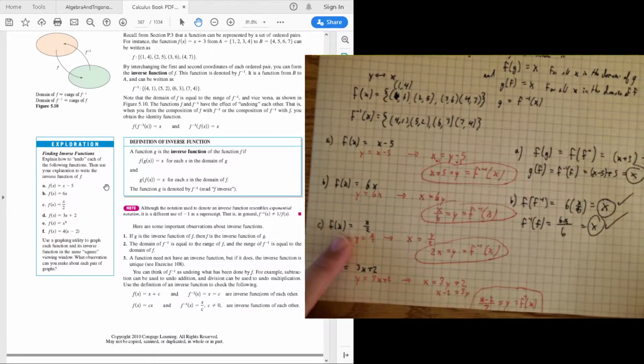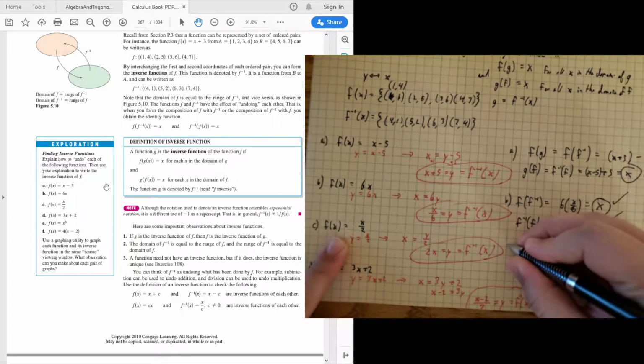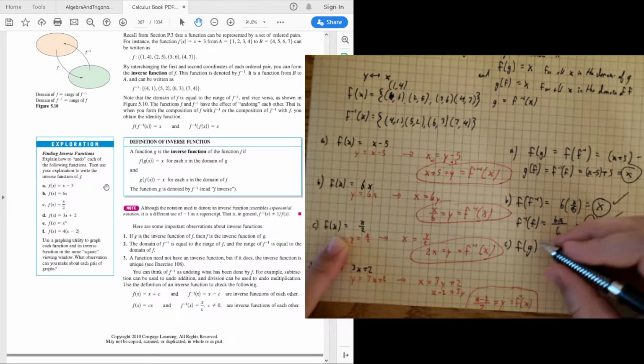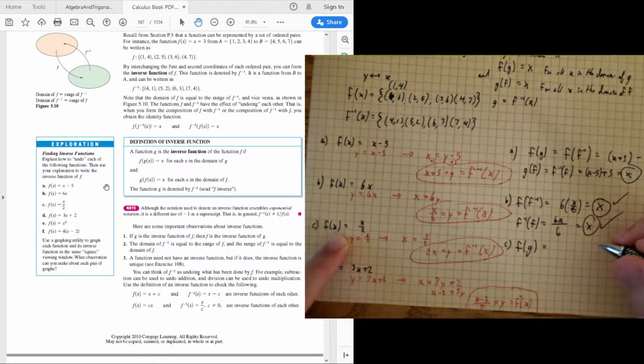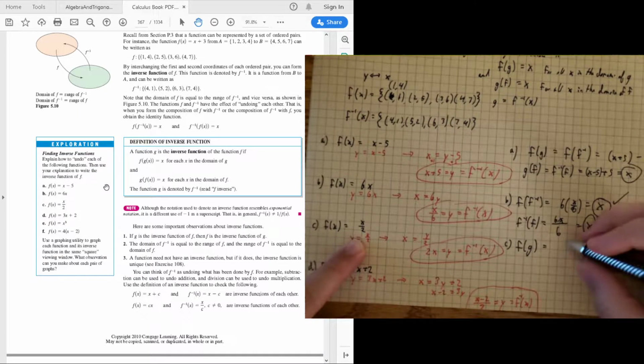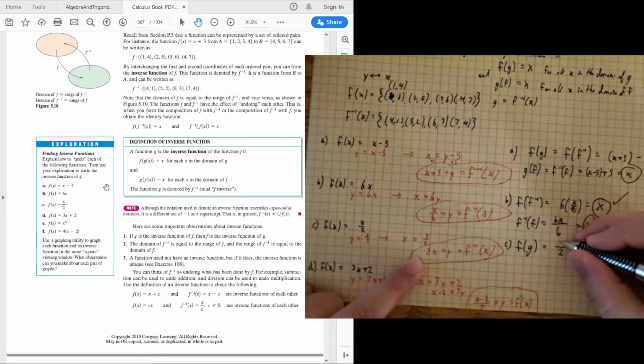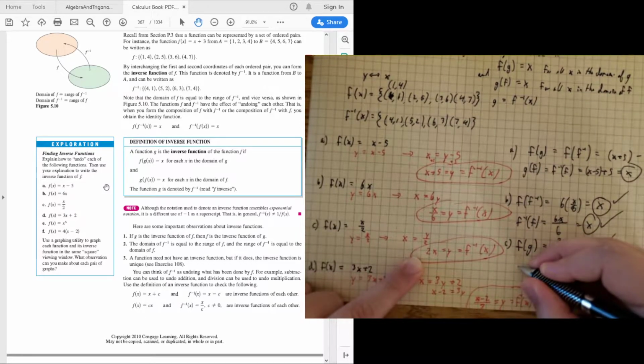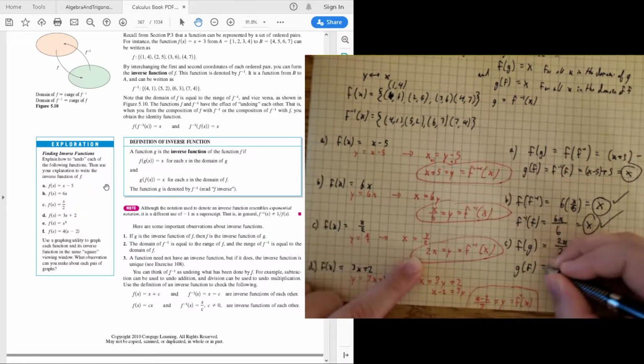If I look at c and do the exact same thing, if I do f of g or f of f inverse, everywhere in my original function there was an x, I replace it with f inverse, which is 2x. If I do g of f, I get the same thing.